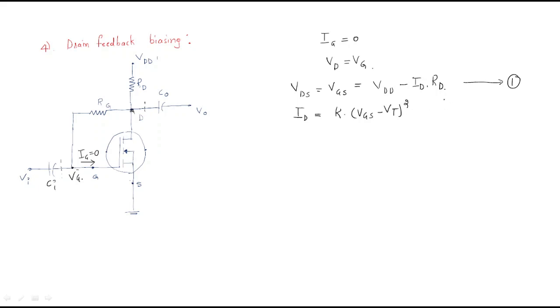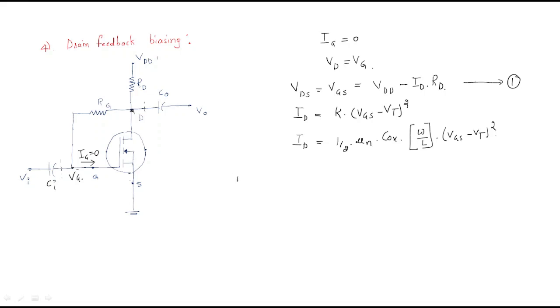Okay, you know this voltage, so I will write again the ID. ID is K, that is mu n COX W by L, into (VGS minus VT) whole square.